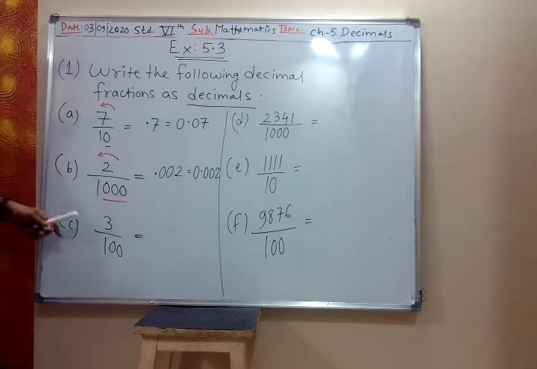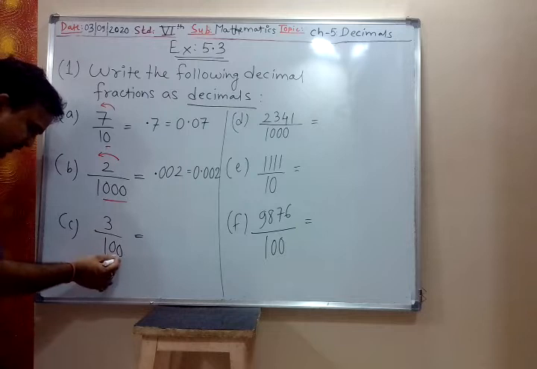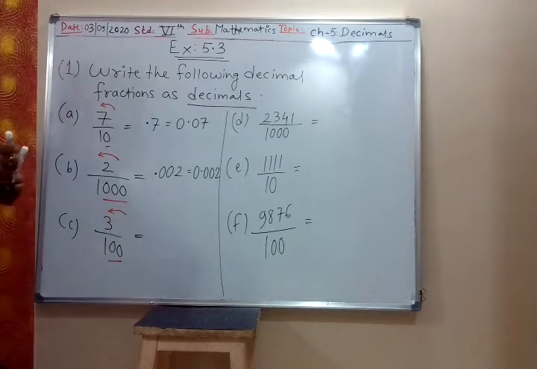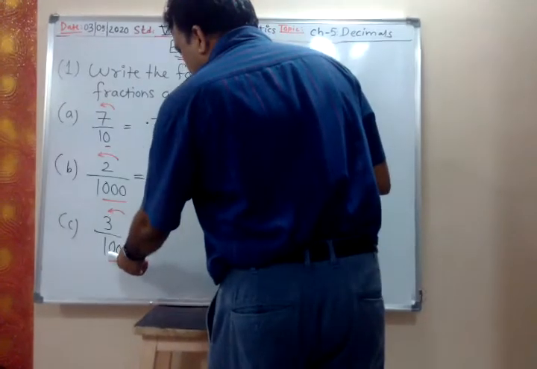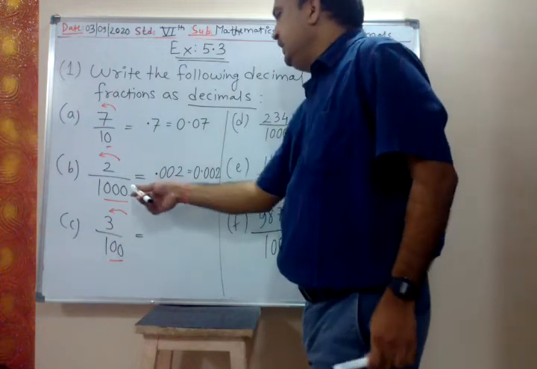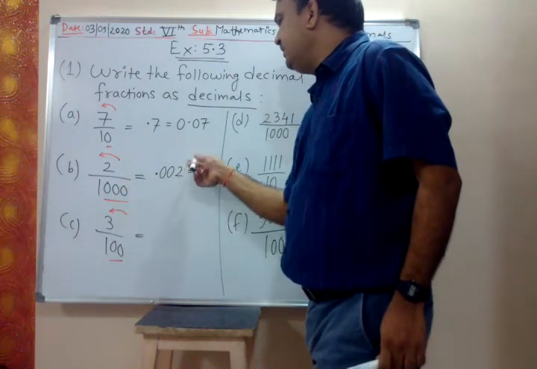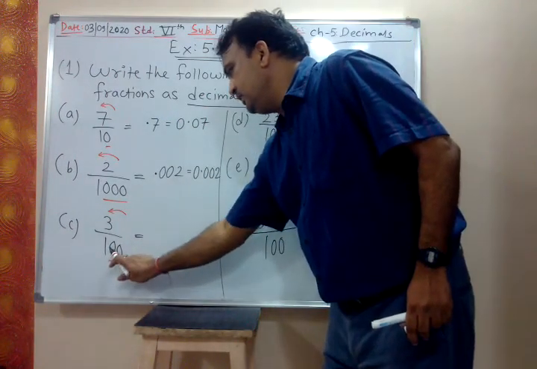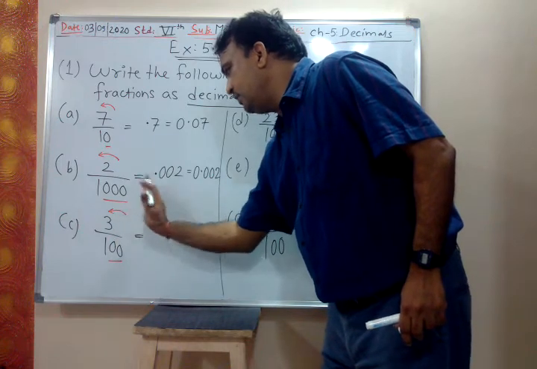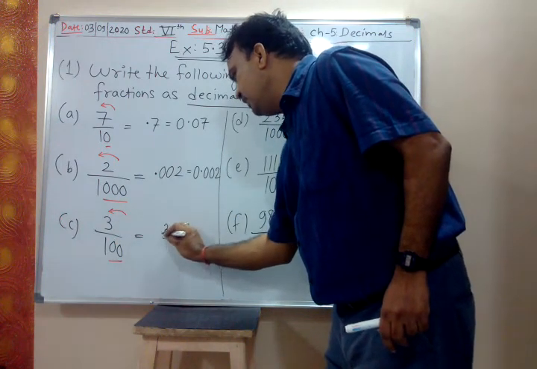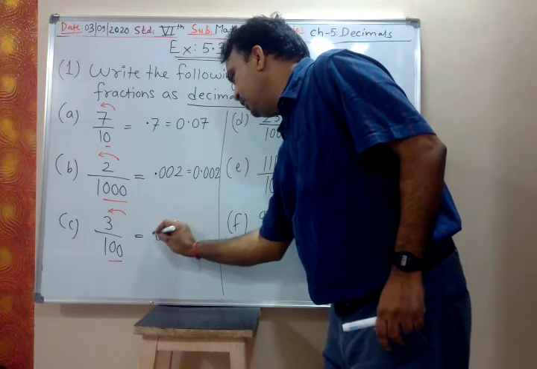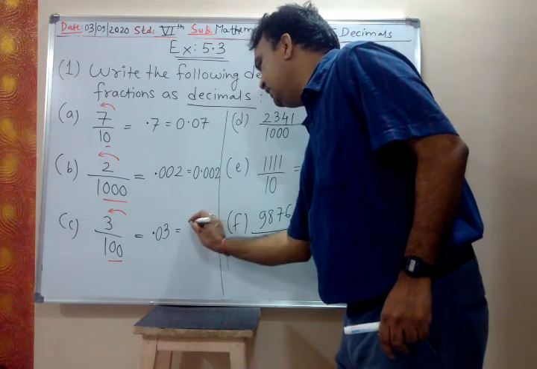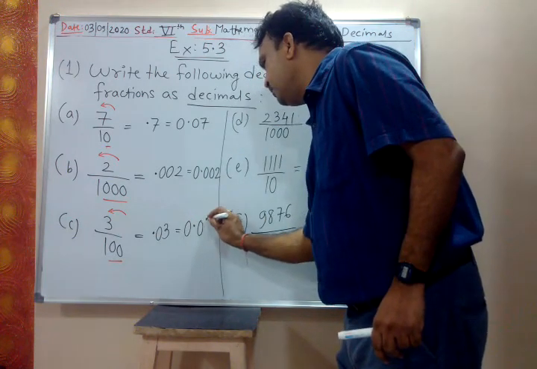Let us take the next. 3 upon 100. How many zeros are there? 2 zeros. So from the right side, I will put the decimal after 2 digits, because there are 2 zeros. If there are 3 zeros, the decimal will be after 3 digits from the right side. So this is 3, and now it will be point 0.03. Before the point there is no digit, so I can take 0, 0.03.